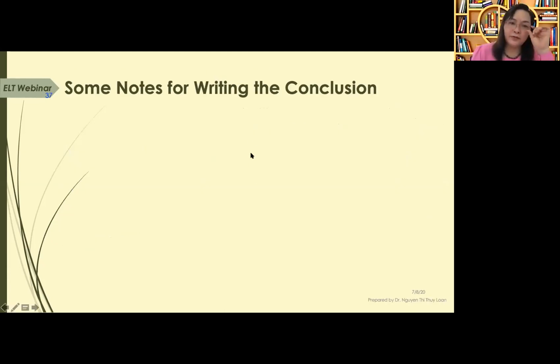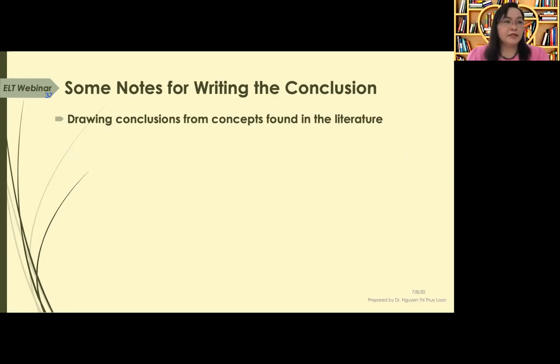Some notes for you on writing a conclusion. When you write a conclusion, as I mentioned before, you need to establish the niche. You need to take the chance to position yourself in the literature. So don't forget to draw the conclusion from what you review. And then how can you fill up, how can you make the research complete? It means what is missing and how can you fill in that gap?